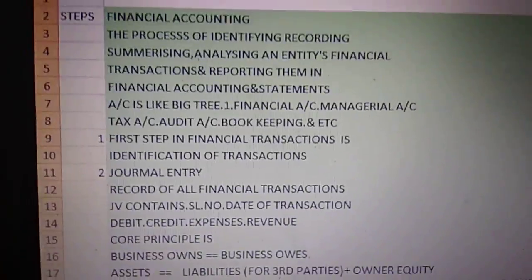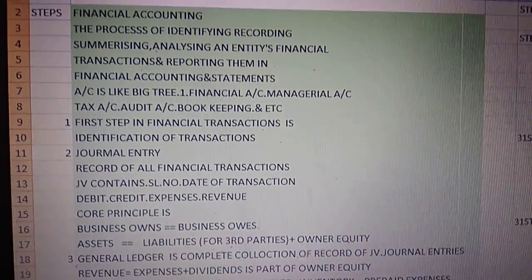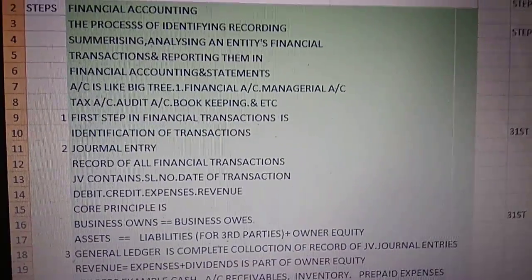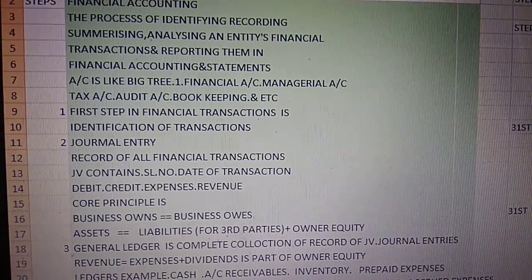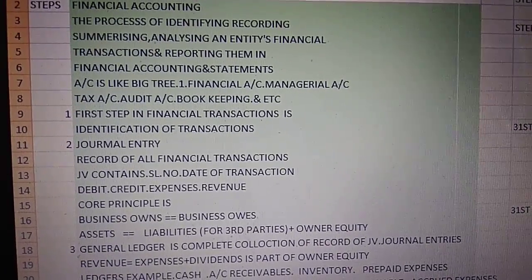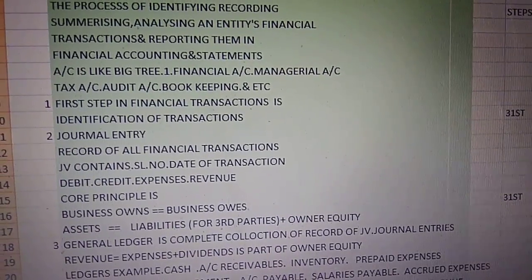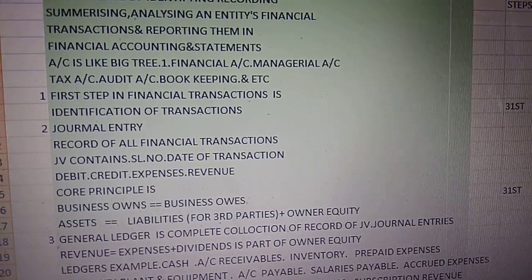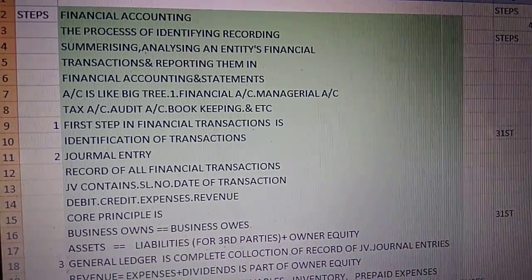Hello friends, today we discuss financial accounting steps. The process of identifying, recording, summarizing, and analyzing an entity's financial transactions and reporting them in the financial accounting system and statements is called financial accounting.